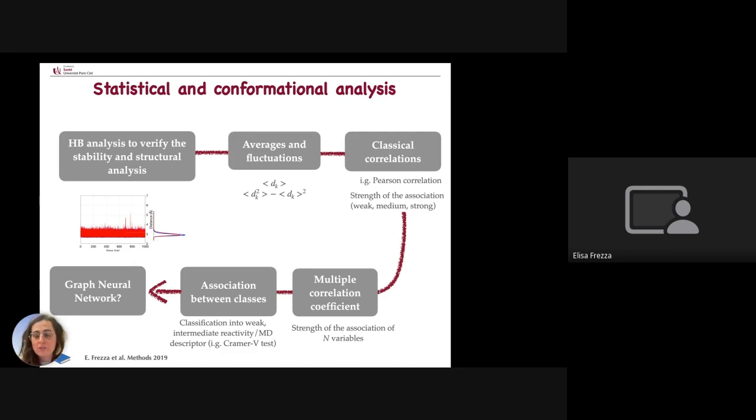Then we compute some averages, some fluctuations, and we do some classical correlation to try to see the strength of association. Even more, we look at multiple correlation coefficients to try to see if more than two quantities can be correlated together and bring some pieces of information. And since at the experimental level we divide the reactivity into low, medium, and high, we decided also to see if there is an association between classes, between highly reactive and highly flexible regions, for example. To do so, we use a chi-squared test.